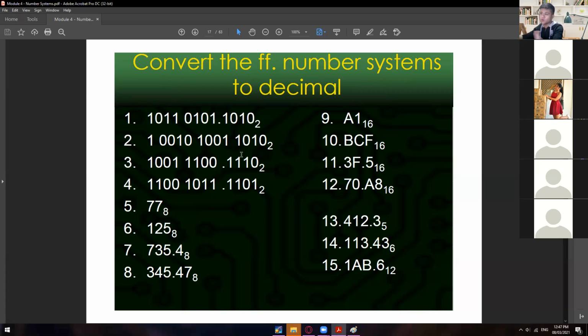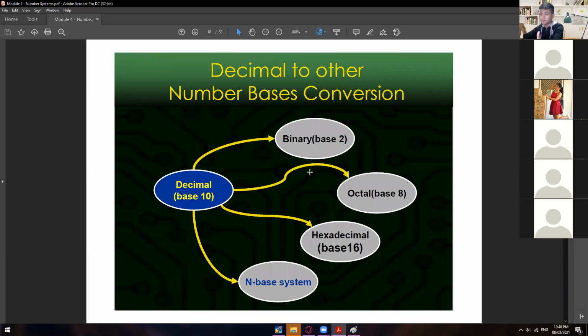Okay, so if you want me to check your work, whether you made it correctly or not, just send me a picture of your solution. Okay, so I can check it and then let you guys know if you're really doing the correct process. All right, so this one is 1 to 15.